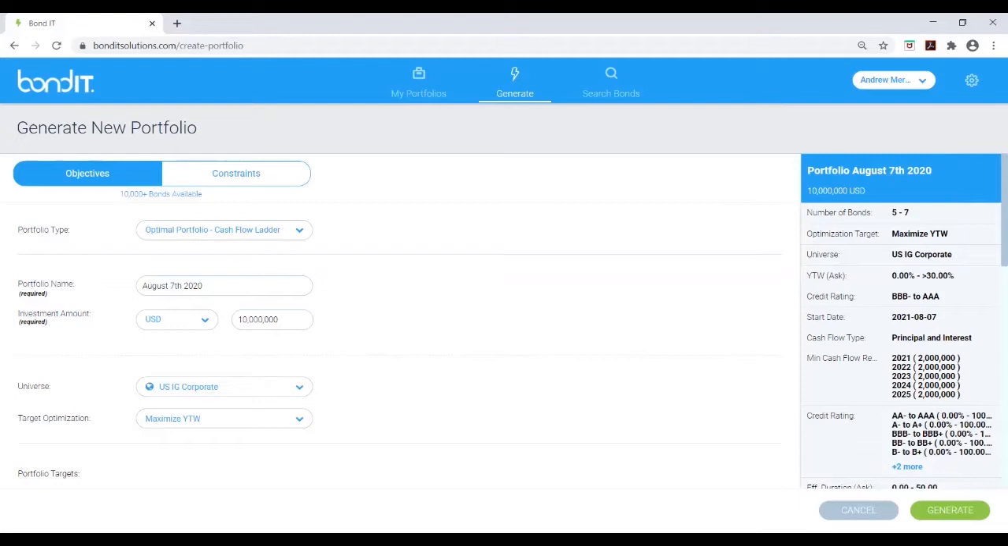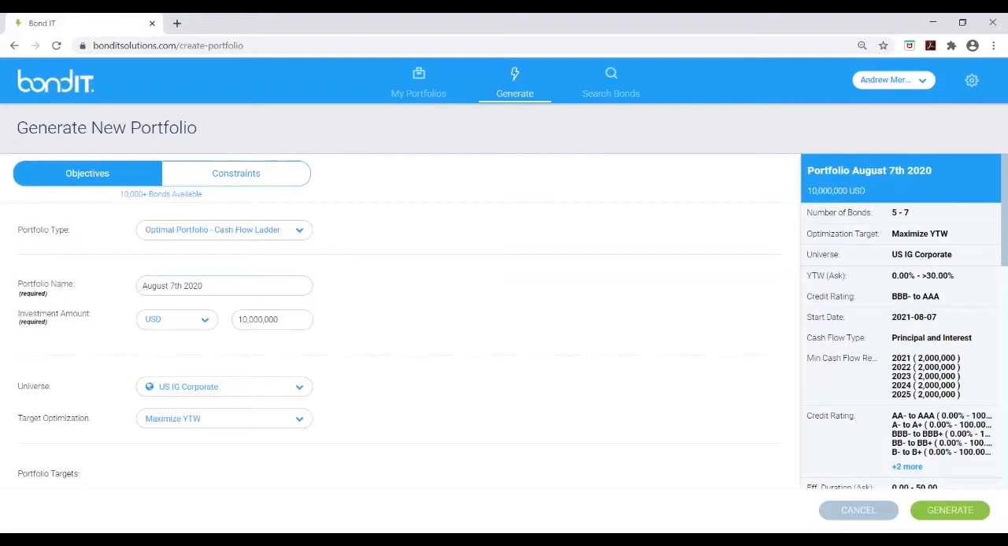If we're constructing a new portfolio, bondIT gives us the ability to select an optimal portfolio with a cash flow ladder. We can choose any name for the portfolio and investment amount, and then select from the global universe of bonds a sub-universe from which to construct the portfolio from.